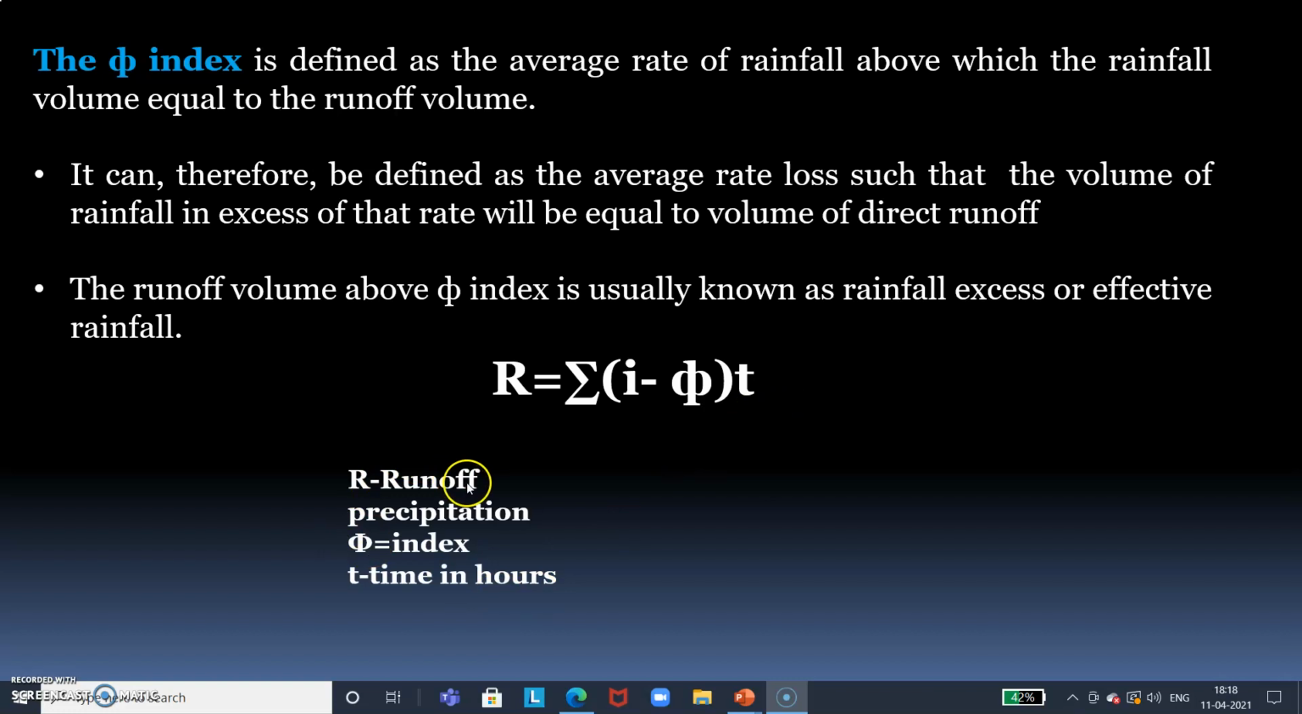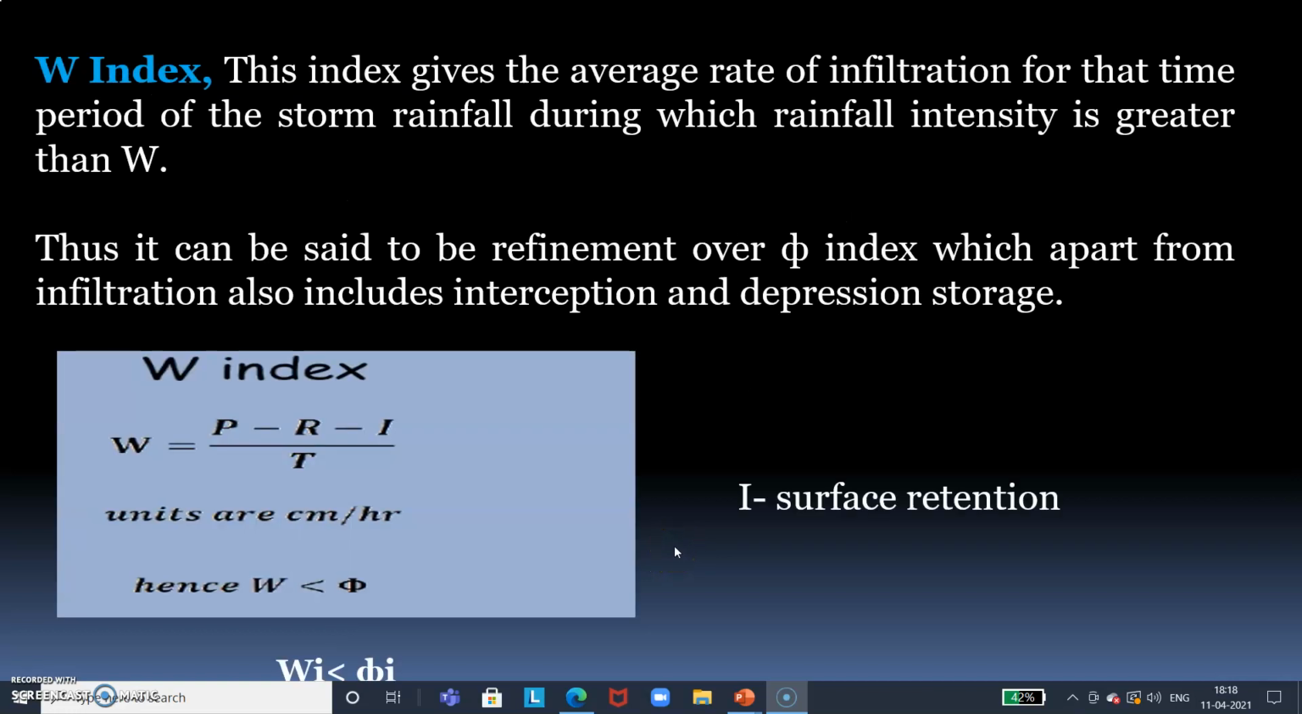Here R is runoff, I is precipitation, phi is phi index, and T is time in hours. Next, W index. This index gives the average rate of infiltration for that time period of the storm rainfall during which rainfall intensity is greater than W. Thus it can be said to be a refinement over phi index, which apart from infiltration also includes interception and depression storage.